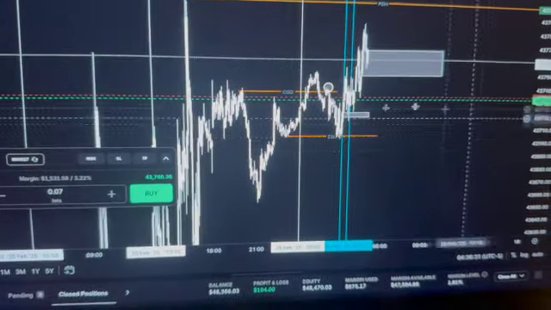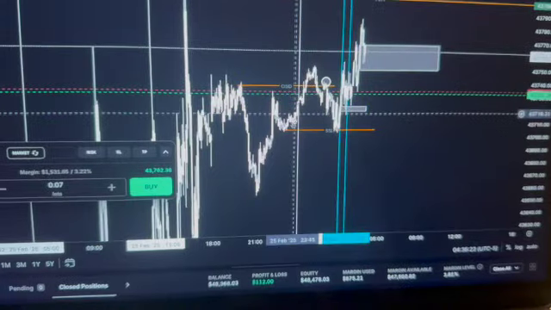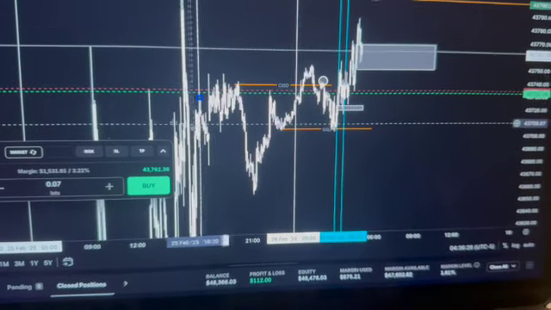So yeah, this is it. This trade I took today, I was supposed to go over a trade I took yesterday. I just, like I said, I fell asleep.